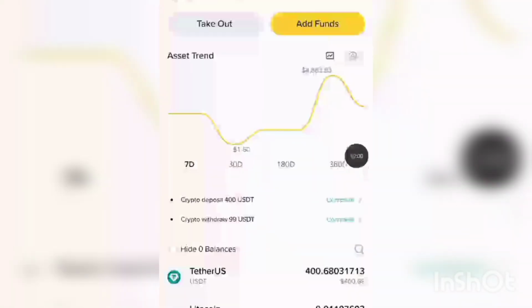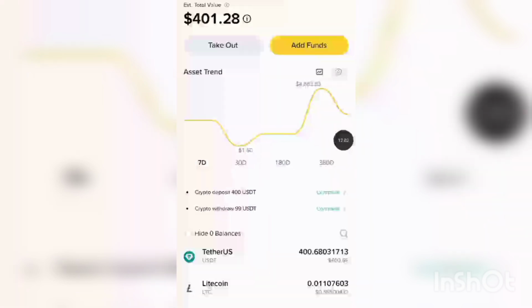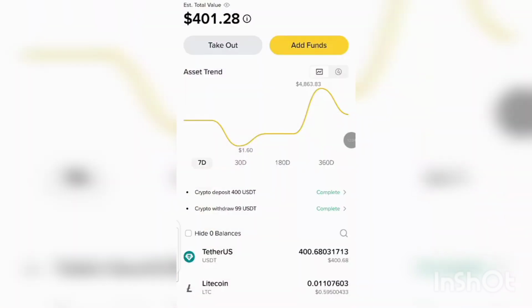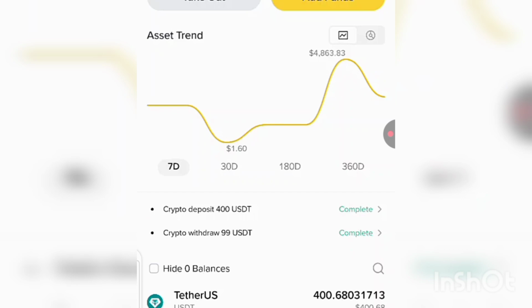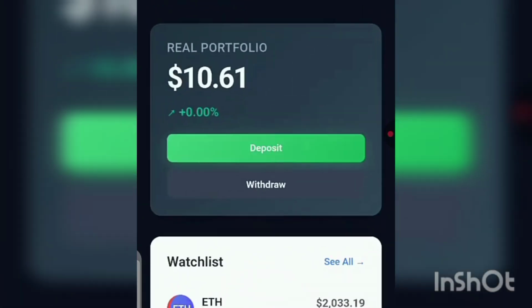Because they took a 1 USD fee. So the bot, once you are done trading, they will take 1 USD and give you the rest. So we have 400 USDT here. We withdrew 401 and they gave us 400. So you can see how profitable this bot is.